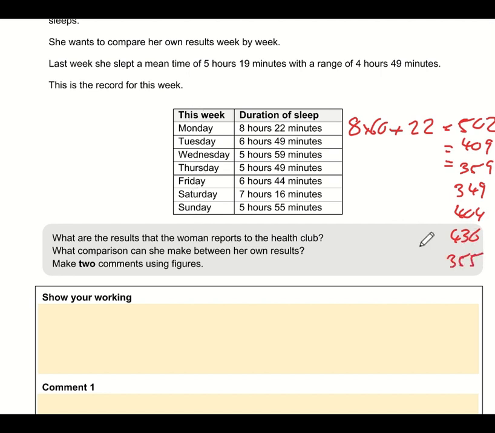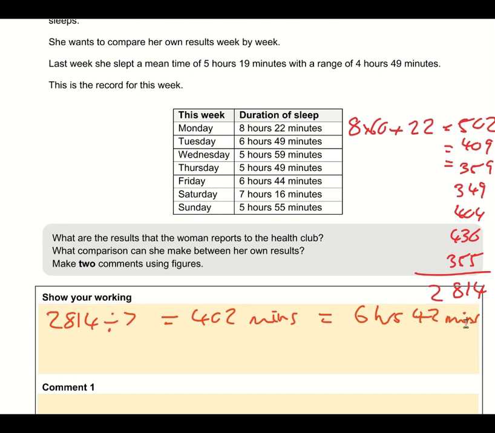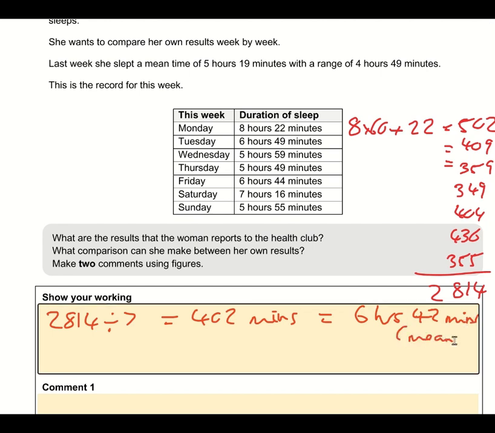So there are 7 days, and these are the number of minutes per night. So the total number of minutes per night is the sum of these. So that is 2,814 minutes. So the mean is going to be 2814 divided by 7, which is 402 minutes, and probably better if we turn that back into hours and minutes, which is 6 hours 42. 6 hours and 42 minutes. So this is the mean.